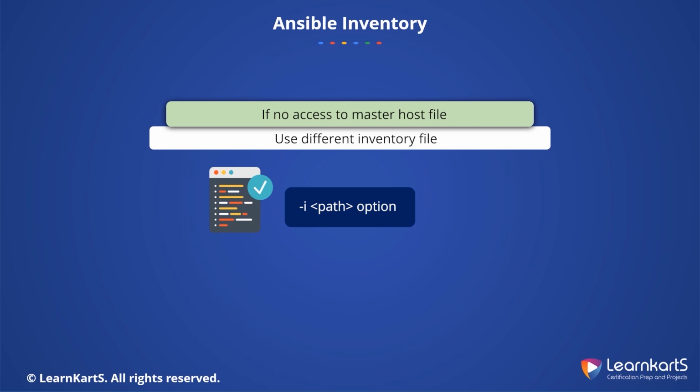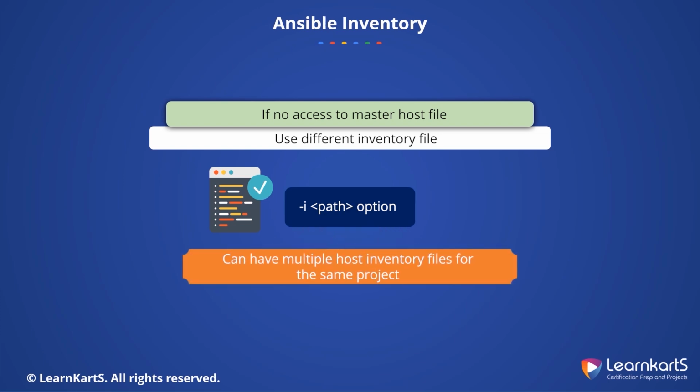This is the core option which we are looking at: using the -i option we can have a customized host inventory file which we can pick up. You can even have multiple host inventory files for the same project. If you feel like you want to manage your own host inventory file, that's also something you can handle easily in this case.